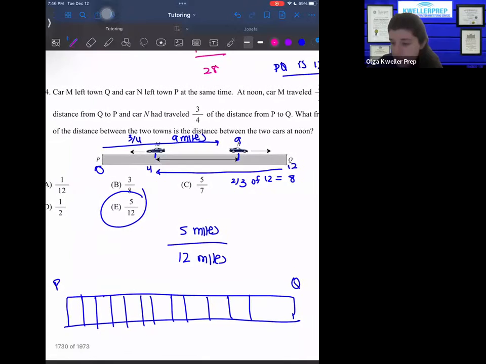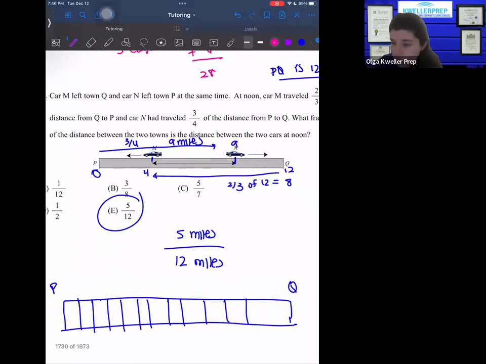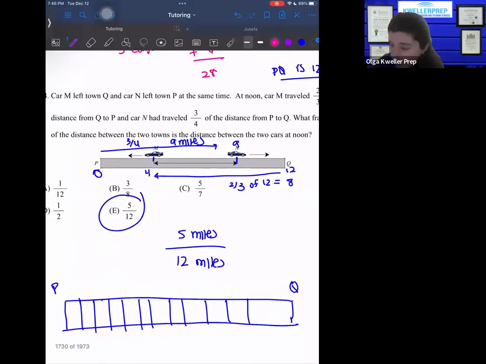Now, the next thing they told me is that at noon, car M left town Q from here and traveled 2/3 of the distance, right? So 2/3 of 12 boxes or miles, whatever you want to call it, that's 8. That means that car M traveled 1 box, 2 box, 3 box, 4, 5, 6, 7, 8, right? So car M is here at box 8. Does that make sense?